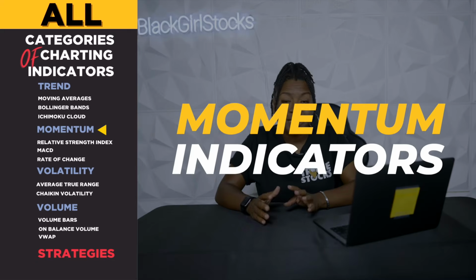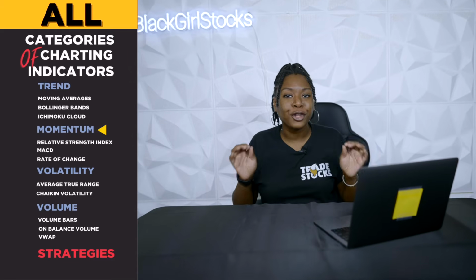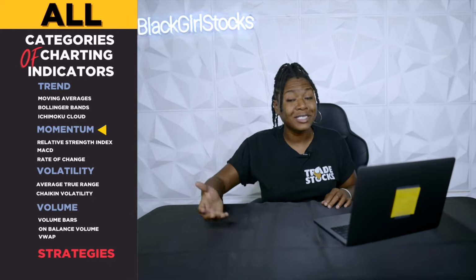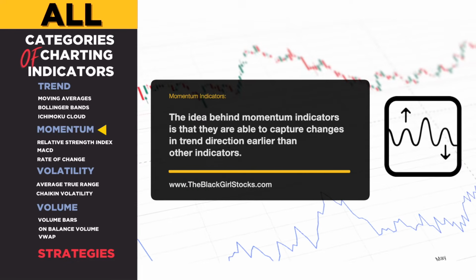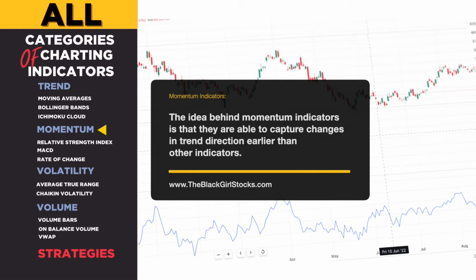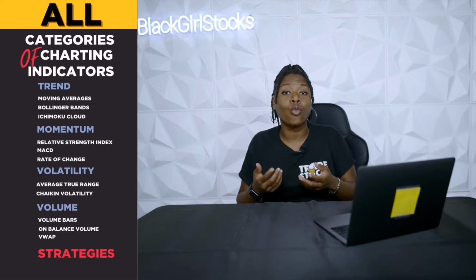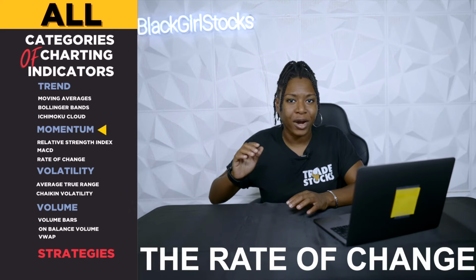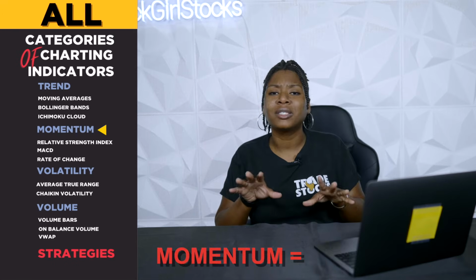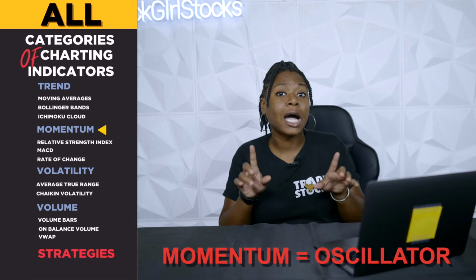Let's look at momentum indicators. The most popular way to measure the strength of the trend is to use momentum indicators. These indicators are used to capture changes in the trend direction earlier than other indicators. So these are more forward thinking. And this is because they measure the rate of change in prices. And this can help identify when the trend is either picking up or losing momentum. Momentum indicators are also known as oscillators.